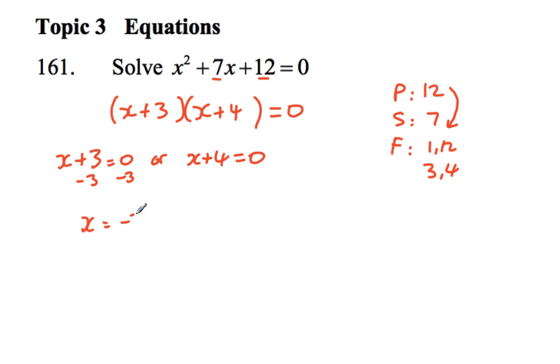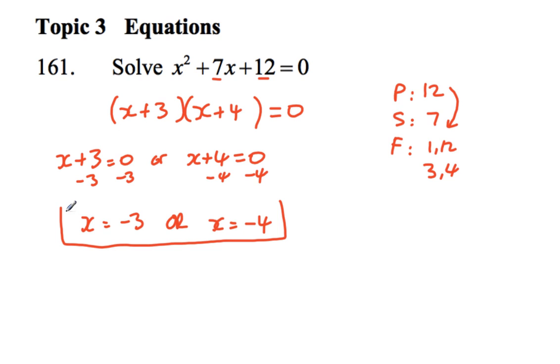X equals minus 3, or minus 4 both sides. X equals minus 4 as our final answer. So we had to do our PSF, factorizing of the quadratic on the left-hand side. Then when we got our brackets, we did the usual process of solving quadratic equations.